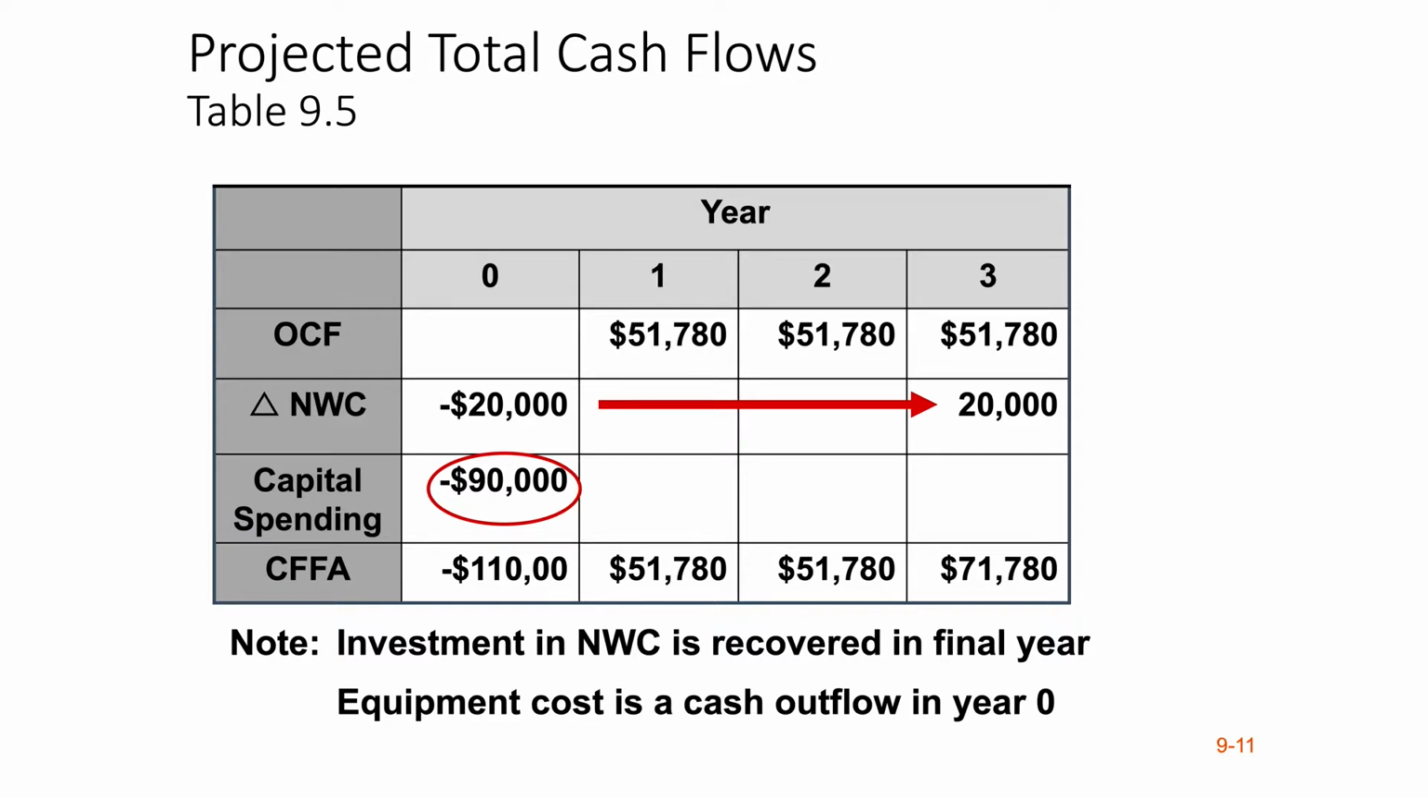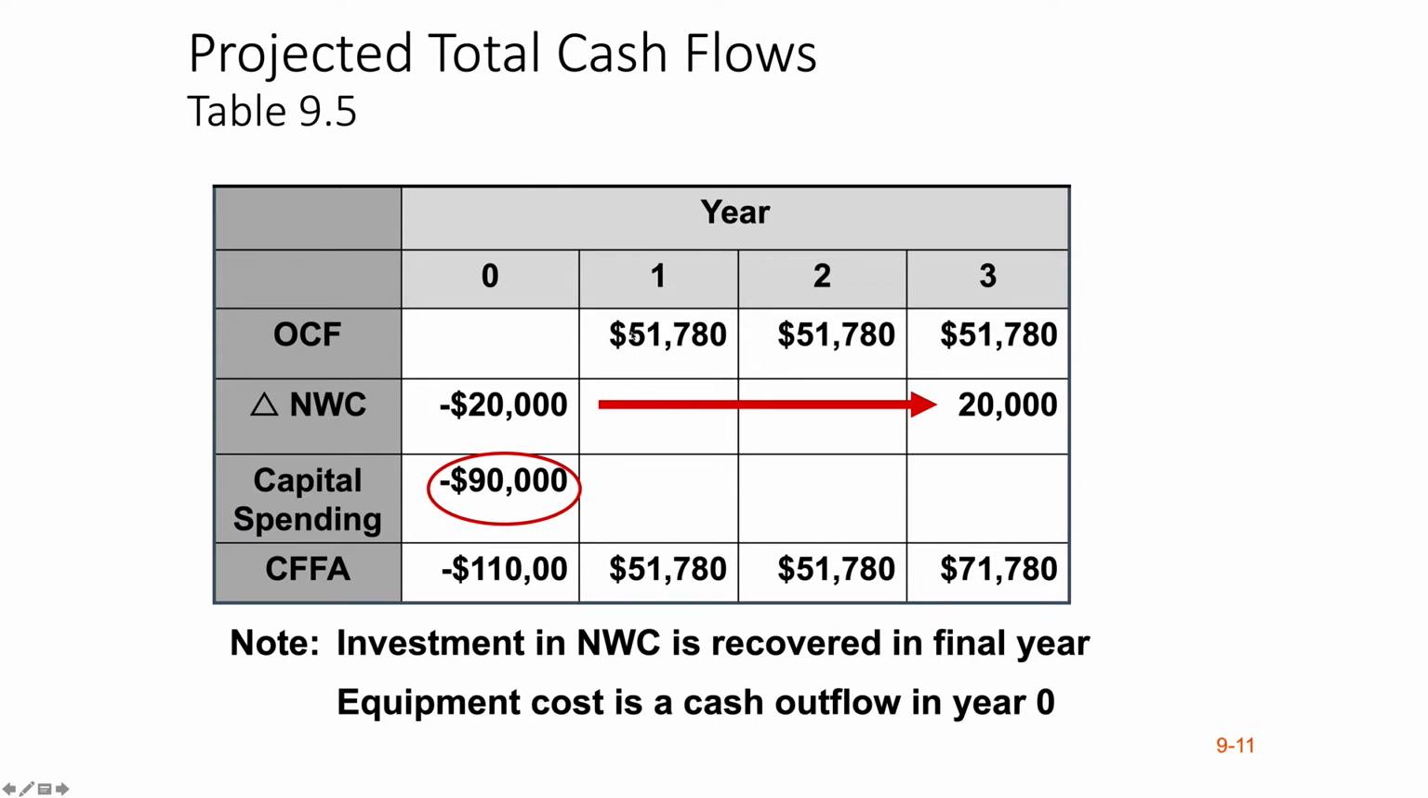In years 0, 1, 2, 3, the operating cash flow is $51,780. Now this one can be done using net income plus depreciation, since there is no interest expenditure. So it's $51,780 through the line, through all 3 years.